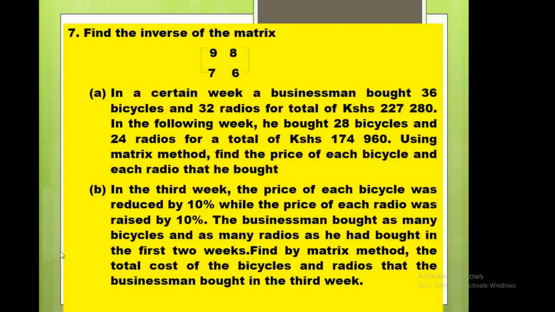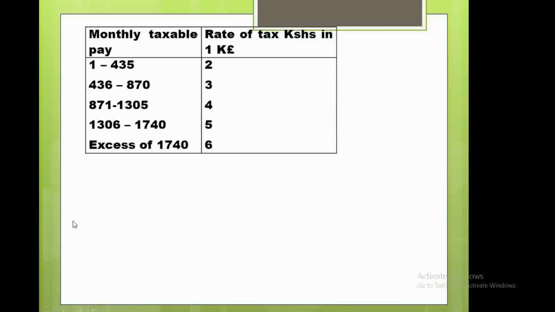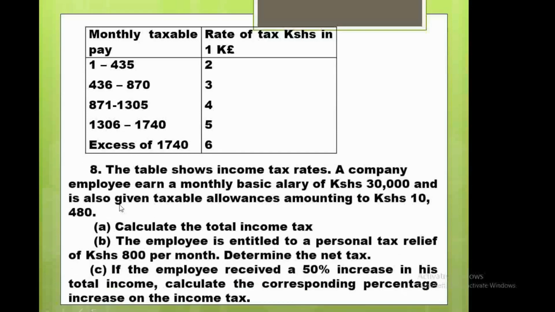Then we can now move to the next question, which is question number 8. It's about taxation. You can see the monthly taxable pay and the rate of tax in Kenyan shillings per pound. Okay, so there we are. So the table shows the income tax rates, and then we have a company employee that earns a monthly basic salary. So this one is salary, okay, this is supposed to be S.